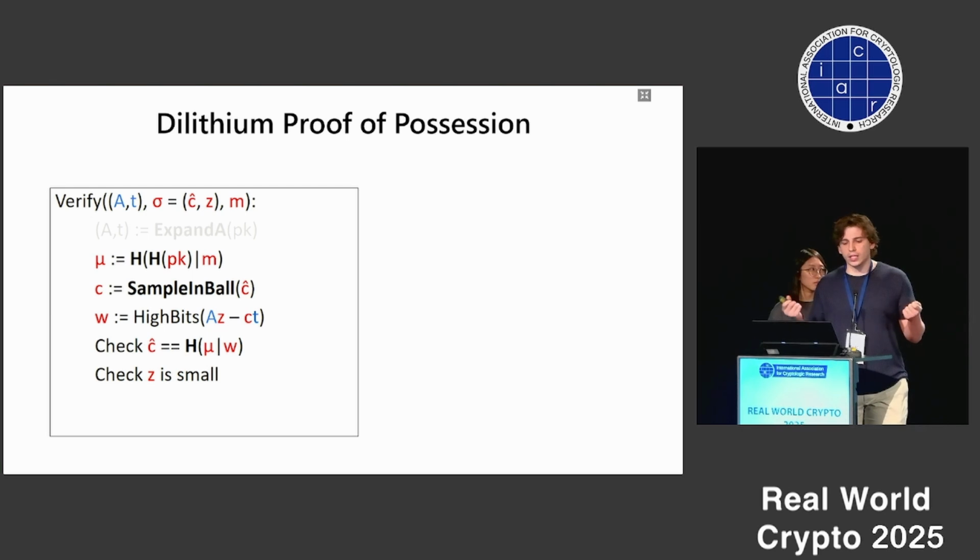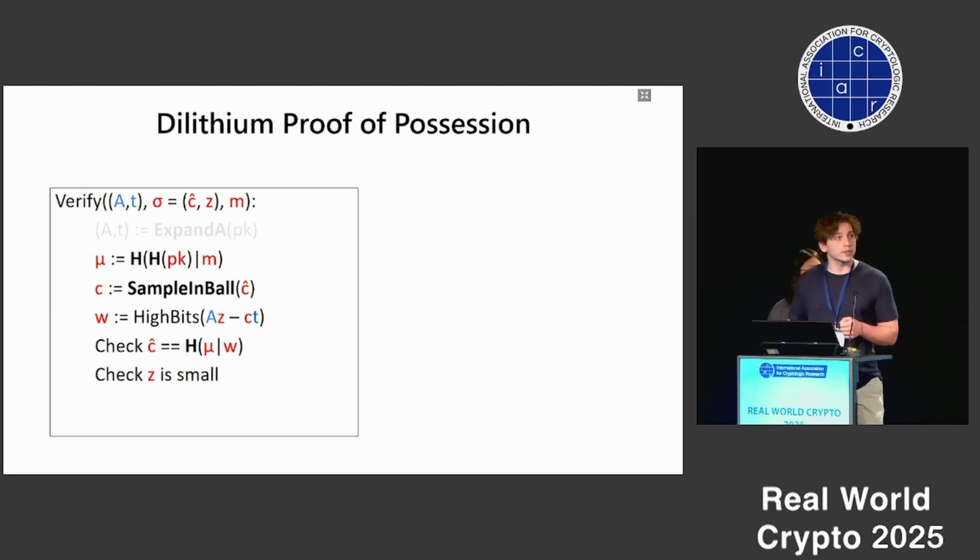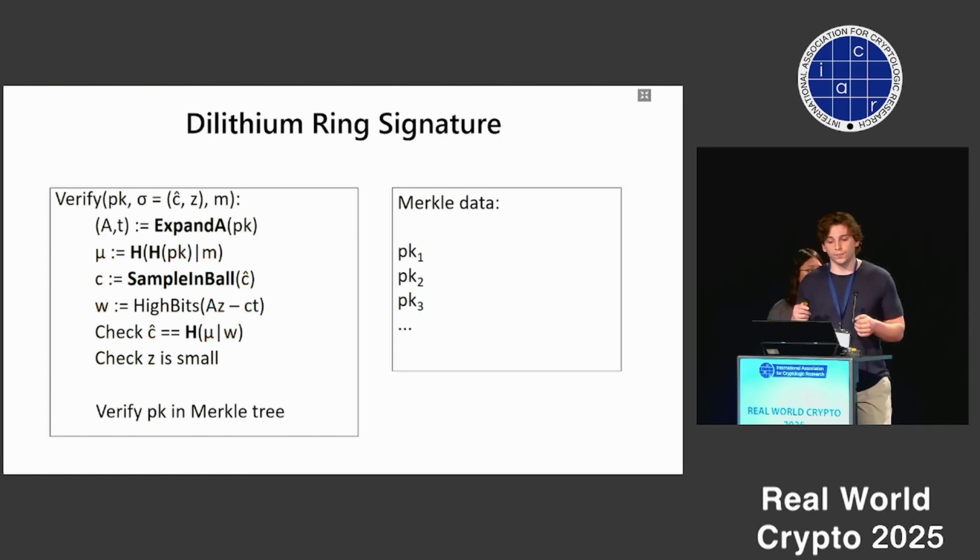But this is sort of all we can do, or it seems like this is all we can do, because the rest of the hashes here all take private inputs. So proof of possession is going to remain still pretty expensive for Dilithium. Okay, let's switch over to the ring signature case.